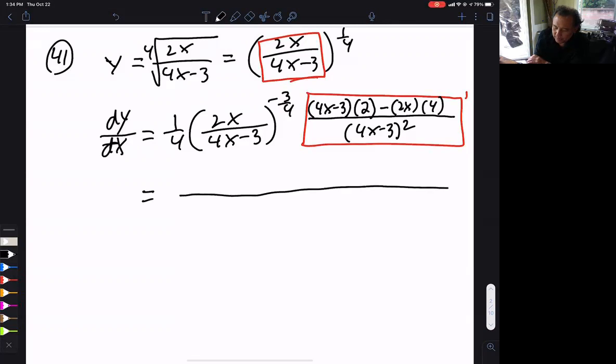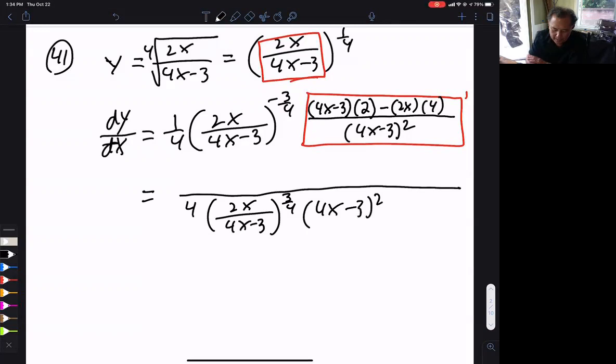So I'm going to put a big fraction bar. The 4, that's on the bottom. Now notice the negative exponent. To make it positive, you've got to move it to the bottom. So that's going to become 2x over 4x minus 3 to the positive 3/4 power. And this guy, that's on the bottom, so I'm going to leave it on the bottom. And then we have all of this left on top. So let me copy that down.